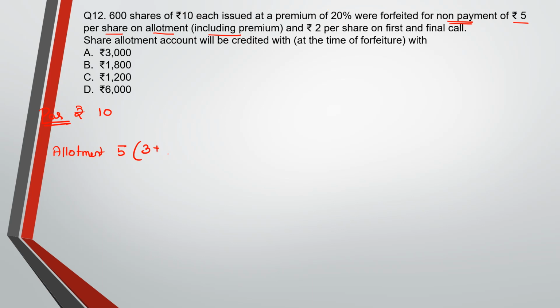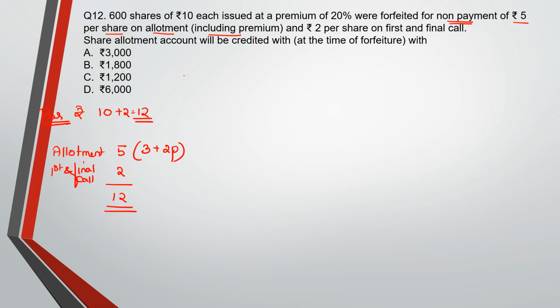Therefore 3 rupees is related to share capital and 2 rupees is related to the premium. And then they said, 2 rupees per share, first and final call. So the first and final call was also not paid, and that was 2 rupees. The total value at which it is being issued is 12, par value plus 2, 12 rupees. Now, from this, we can find out the amount which has been received.